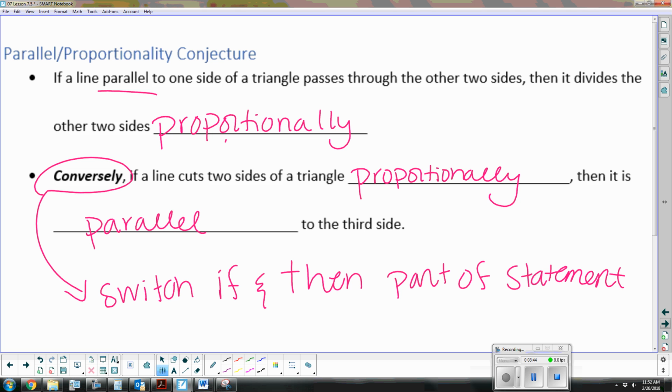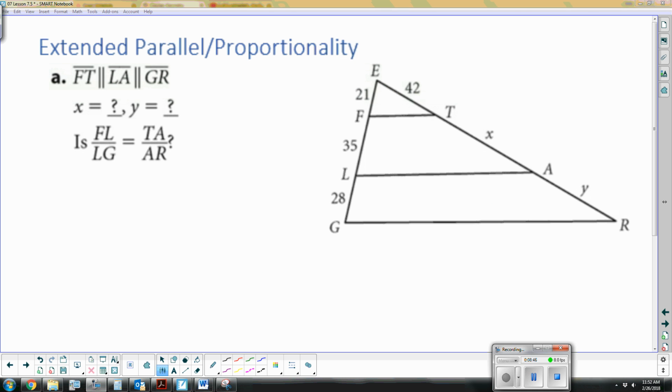So let's look at this next example, extended parallel proportionality. So this is an extension of what we just did. So let's focus on these 2 triangles first. So we know that FT is parallel to LA. So if we know that, we don't have to look at the whole side now of both of these triangles because we know that it splits those sides proportionally.